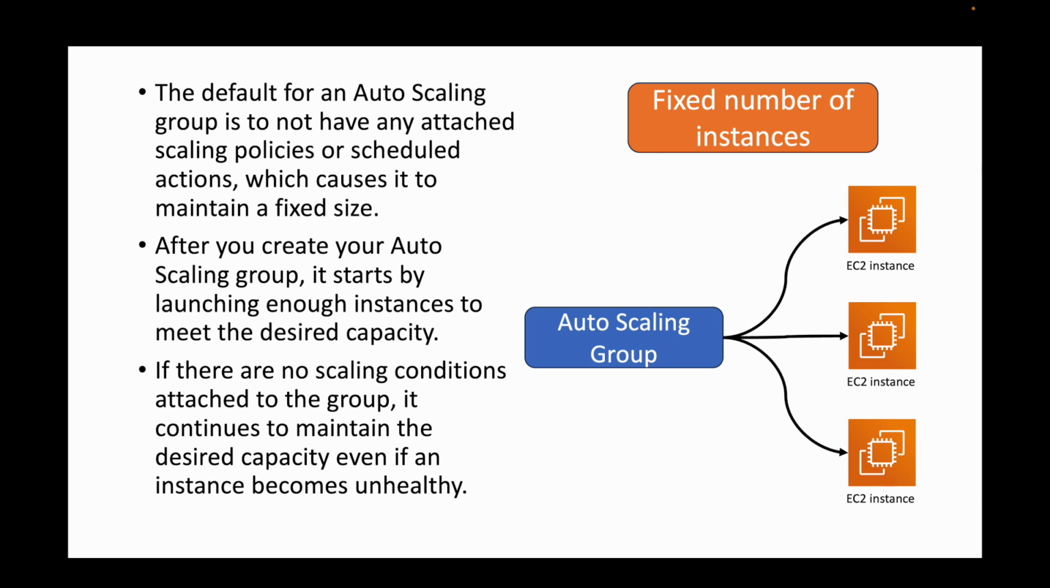So if there are no scaling conditions attached, like a scaling policy, if you're not attaching that, then the auto scaling group will maintain this desired capacity even if the instance becomes unhealthy. So let's say there's an issue with this particular instance or any of these instances, so your auto scaling group will monitor these instances. There's a health check that your auto scaling group does, and whenever any of these instances becomes unhealthy, your auto scaling group will automatically launch a new instance to maintain that fixed number of instances capacity for us. All right.